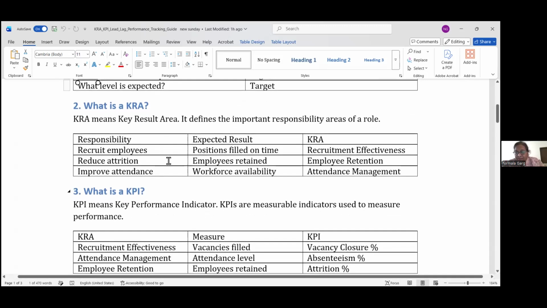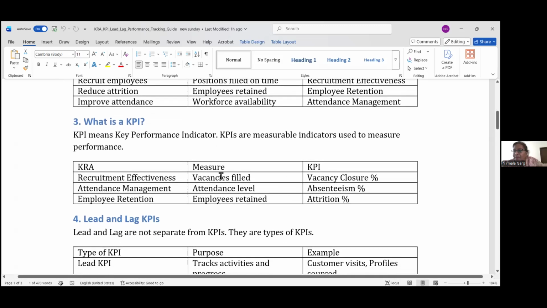For example, some of the KRAs. Responsibility: recruiting, attrition, improving attendance. Expected results: position filled on time, recruitment effectiveness, employee retention. Now, if these are some of the KRAs for different positions in the HR, at the end of the quarter, if I don't have any measures, how will I assess him? So I need to have measures.